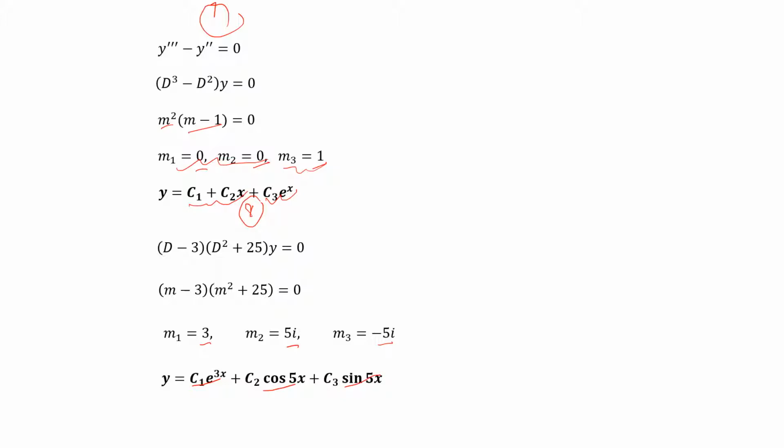Actually, there should be e to the 0x in the cosine 5x. But e to the 0x is what? e to the 0x is 1. So that's why this is only c2 cosine 5x plus c3 sine 5x.